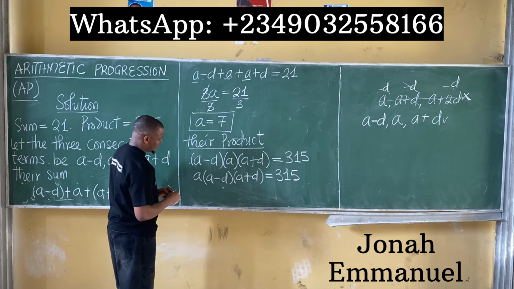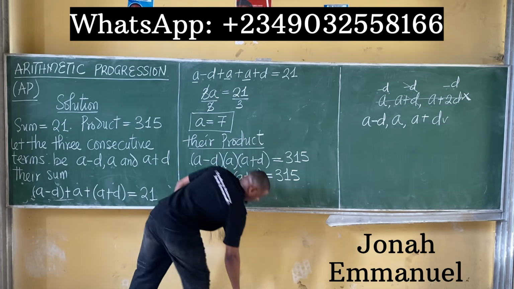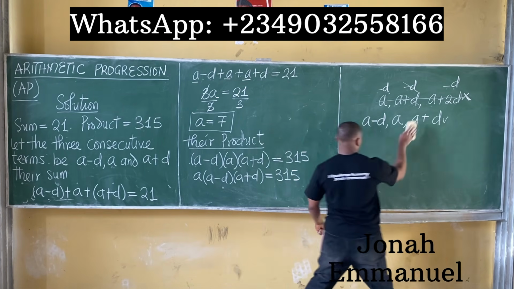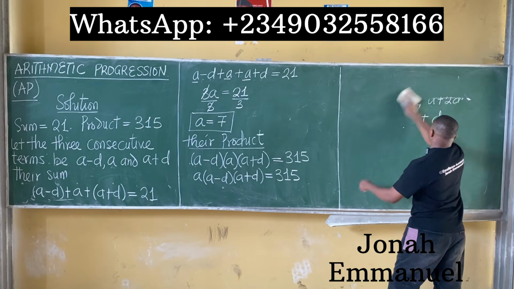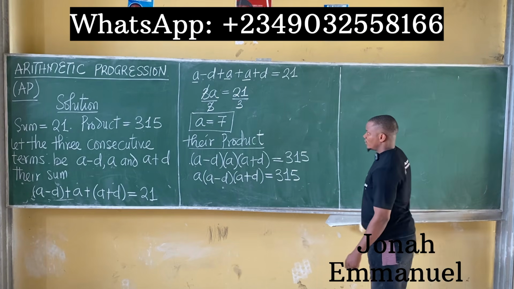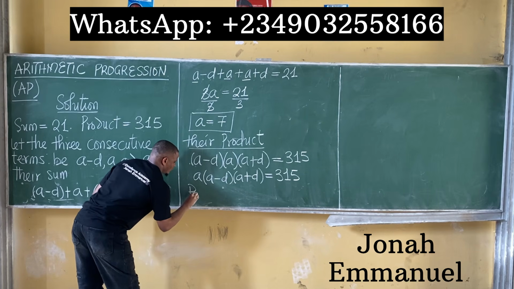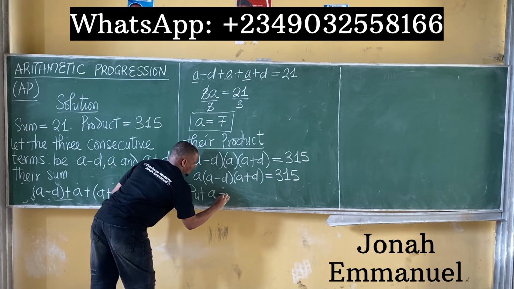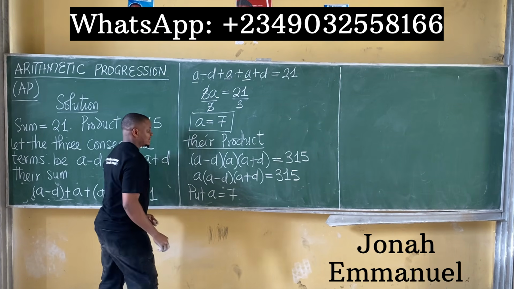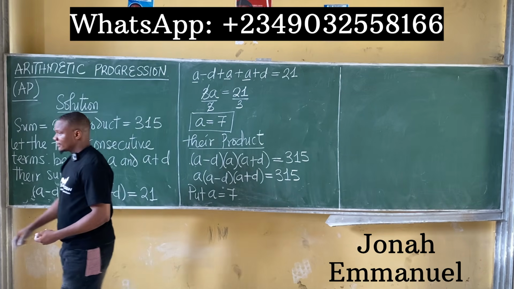Next up, let's see what we do next. At this point, you could choose to keep solving this, or you could just replace the value of A as 7. So let's put A as equal to 7. I'll just get my calculator so we can solve this.